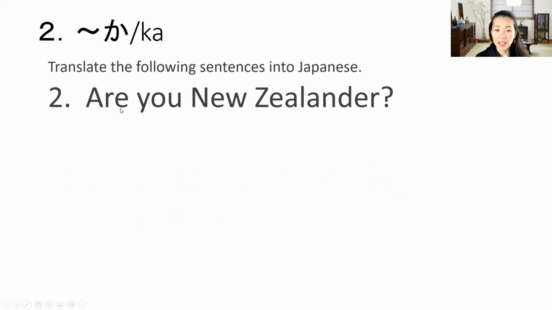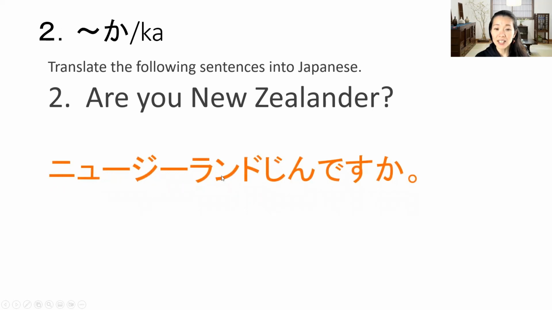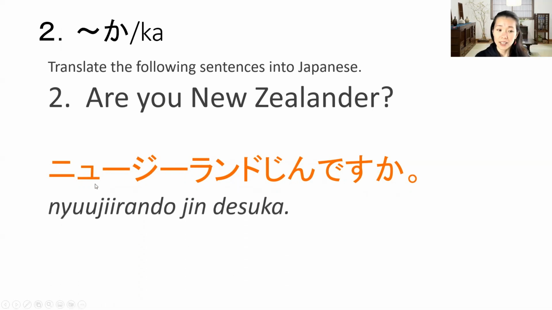Next sentence is, are you a New Zealander? So that would be ニュージーランド人ですか? So adding か turns it into a question. Repeat after me. ニュージーランド人ですか? As you hear, か goes up.